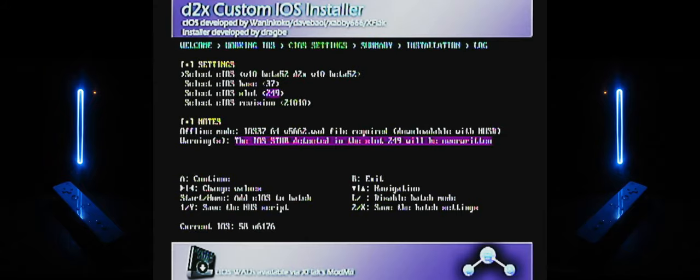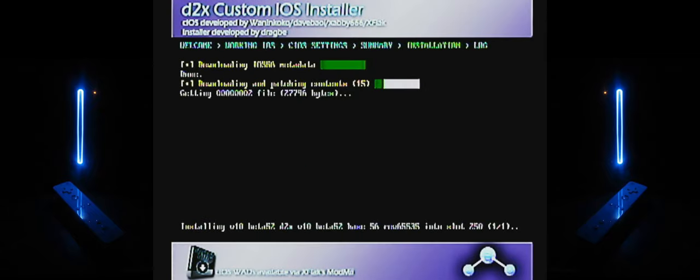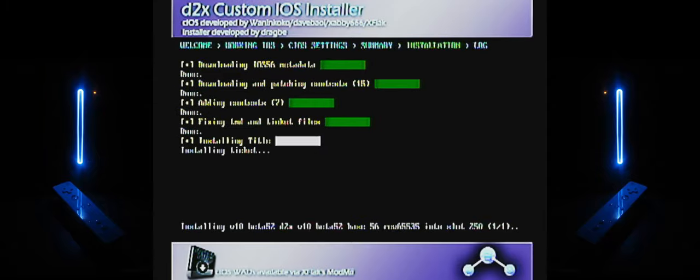D2X V10 beta 52. There's a little caret on the side next to these things on the far left, so you know what you have selected. You want to select base 56 and do slot 250 with the CIOS revision of 65535. And as you can see, it is downloaded with the USB. So we are all good to go, and you just hit A twice to install. So it's installing. You don't have to select the specific base. It'll do it by itself based on the settings you selected.